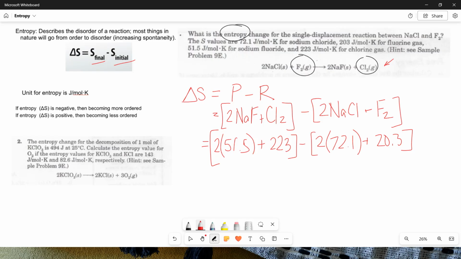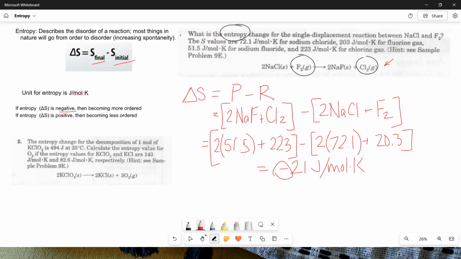So if we simplify this problem, the delta S of this reaction is going to be a negative 21 joules per mole K. And it's a little bit different than enthalpy. And since it is negative, a negative value means it's becoming more ordered. Okay, probably not really spontaneous without some changes in maybe temperature or enthalpy.